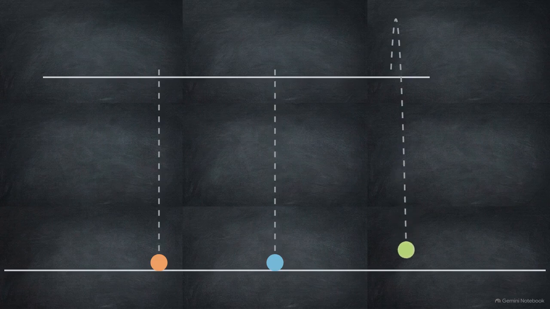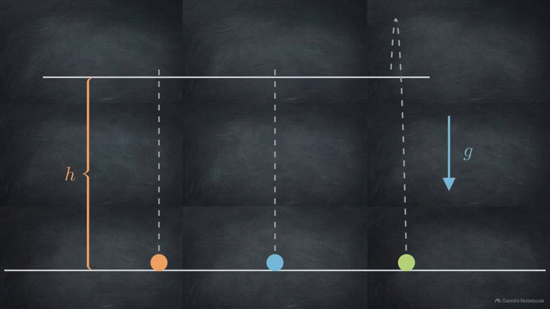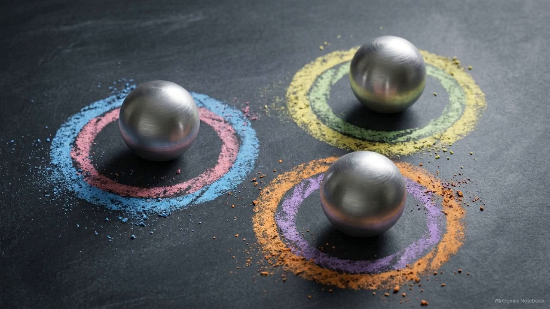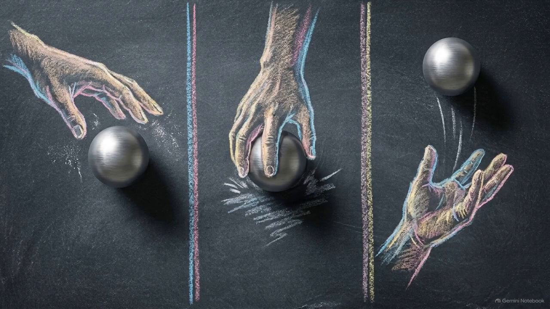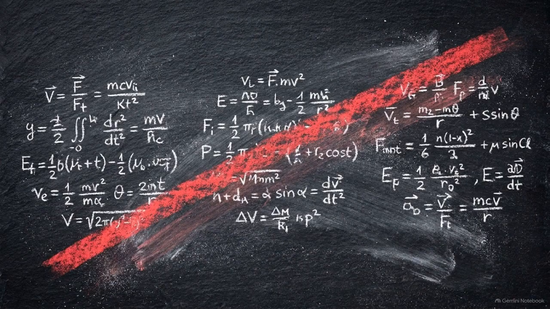Regardless of their direction, all three spheres share two universal parameters. They start at the same height, h, and are subject to the same gravitational acceleration, g. This setup gives us three distinct physical cases: an object dropped from rest, an object thrown downwards, and an object thrown upwards. Calculating their flight times or final velocities doesn't require three different sets of physical laws.